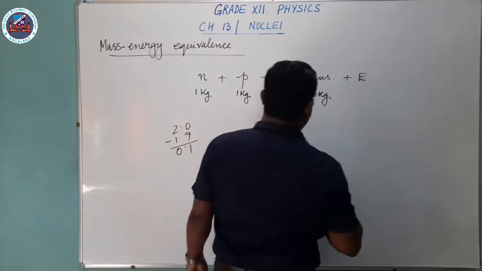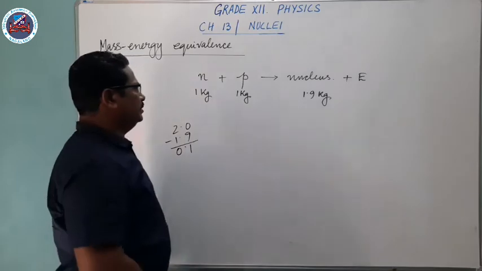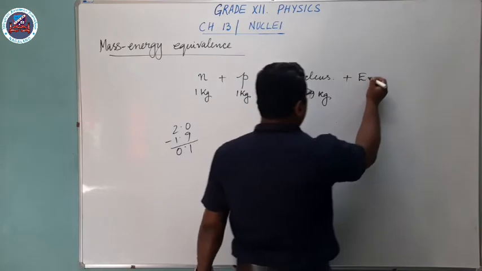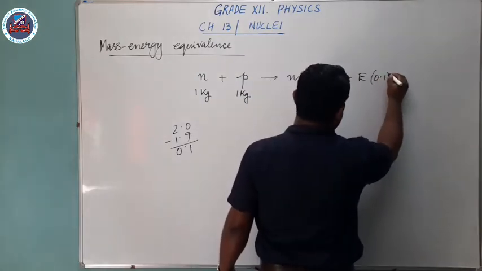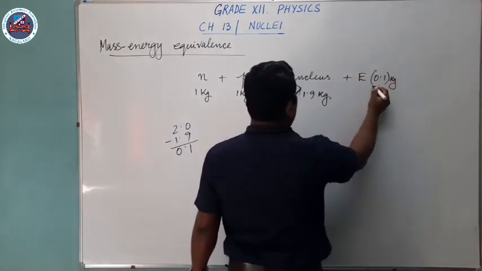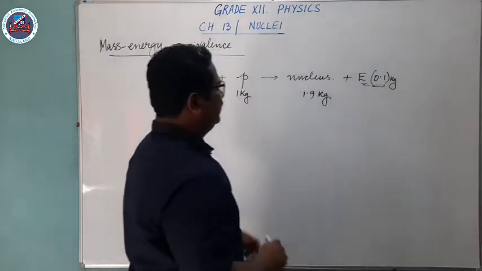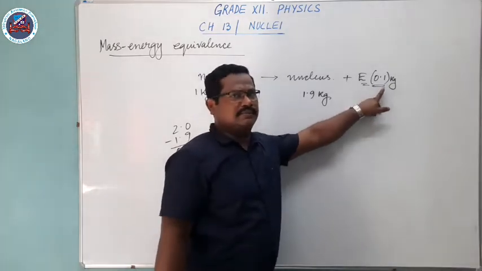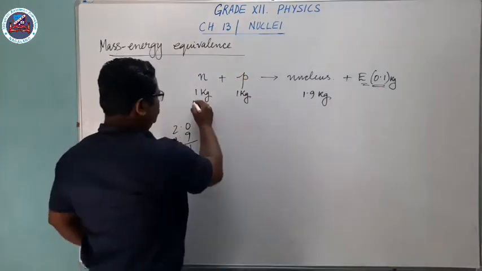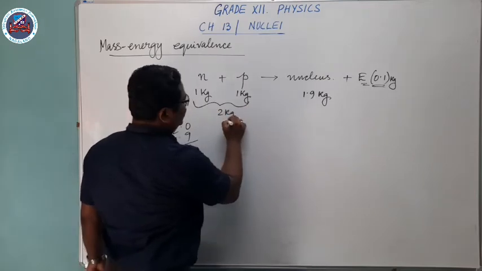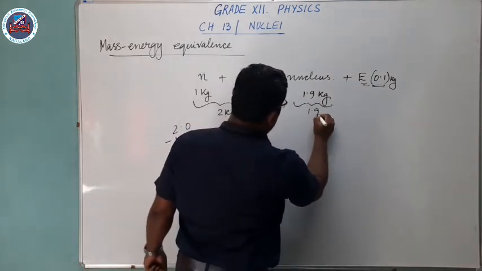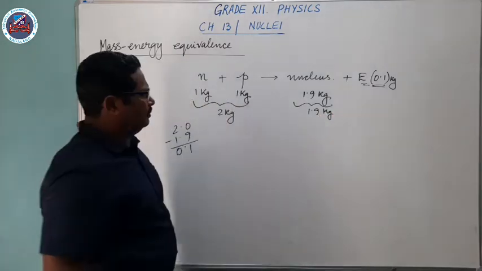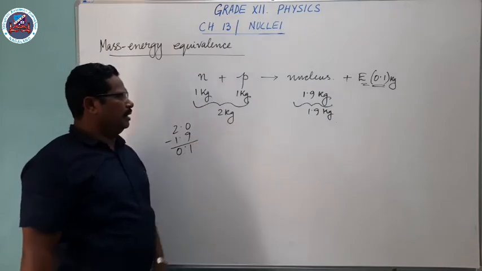We call it nuclear binding energy. That mass gets converted to energy. Here this is the mass, 0.1 kg, that will get converted to energy, and this mass is also known as mass defect. Here it was 2 kg together, and here it is 1.9 kg. So there is a defect of mass. If you take the difference, you get the defect of mass. We call it mass defect.